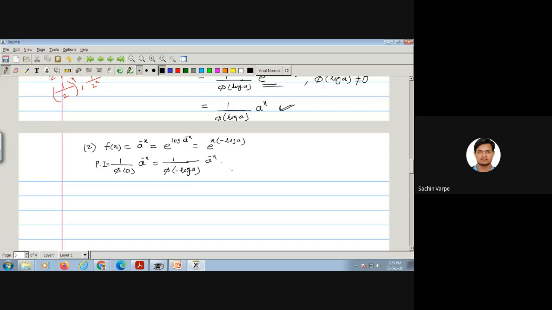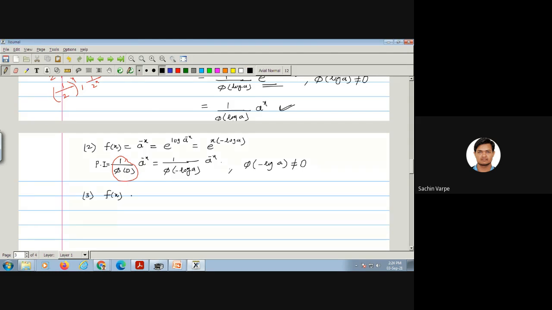Now the same thing. Here also the denominator must be non-zero. Phi of minus log a must be non-zero. If it is zero, then what will we do? We will multiply this operator by the independent variable, into the derivative of the denominator at a.